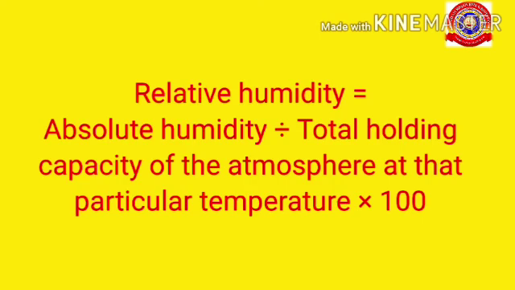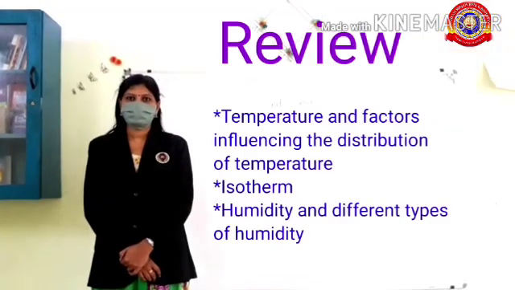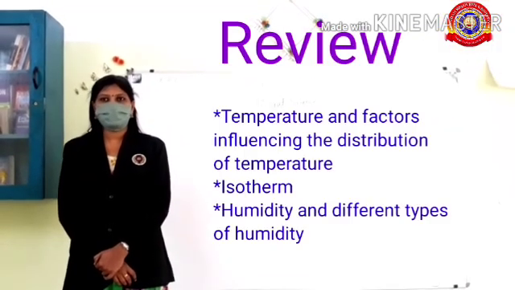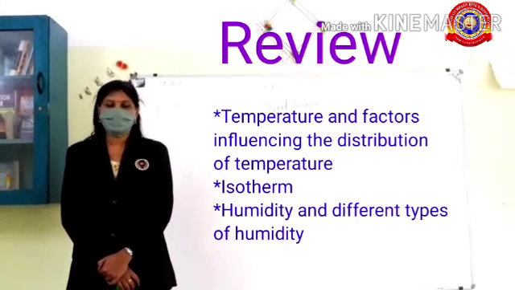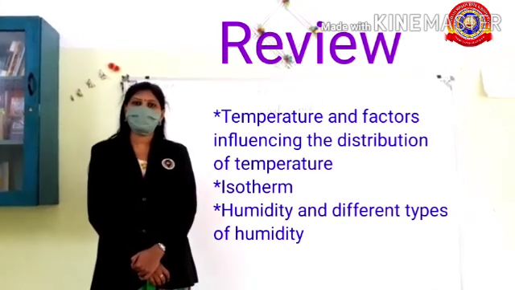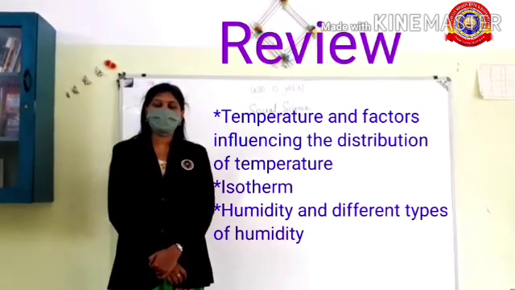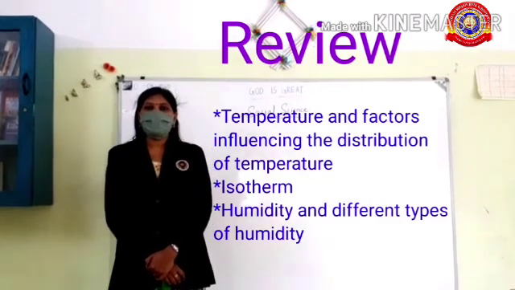How can we calculate relative humidity? Absolute humidity divided by total holding capacity of the atmosphere at that particular temperature, multiplied by 100. Today we discussed temperature and factors influencing the distribution of temperature, isotherms, humidity, and different types of humidity.